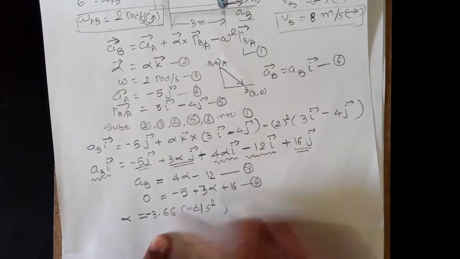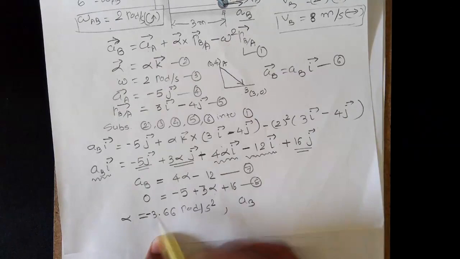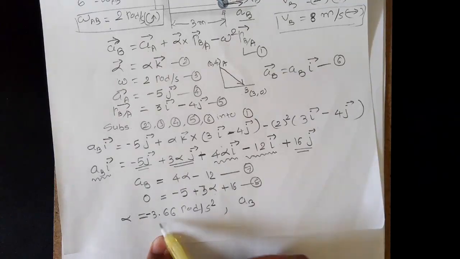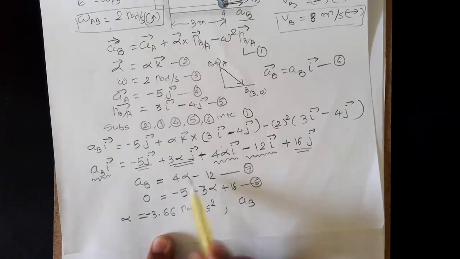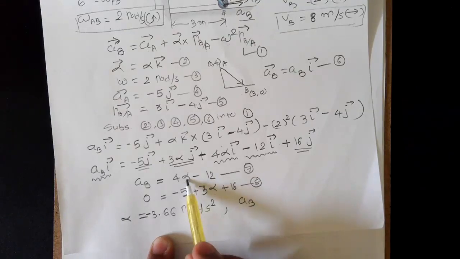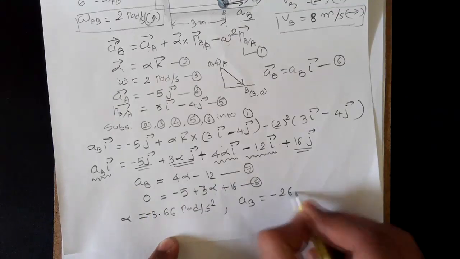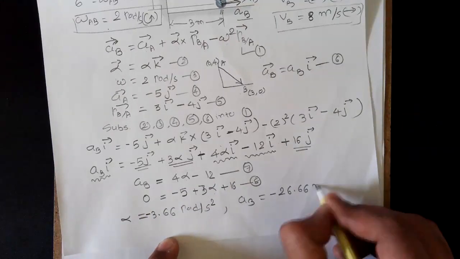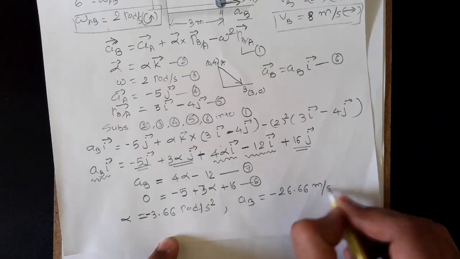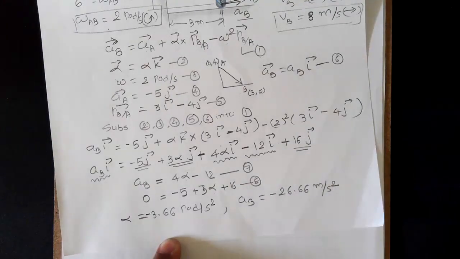And then we substitute this negative number. Now do not change the sign here, leave it as negative, and substitute the negative number in equation 7 and calculate the value of a_AB. We get negative 26.66. This is linear acceleration, so it's meters per second square.